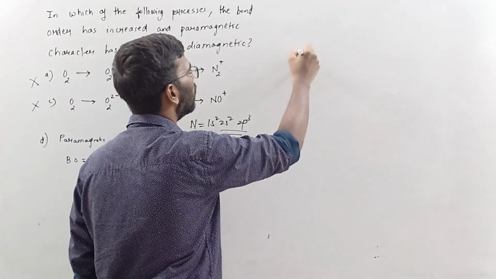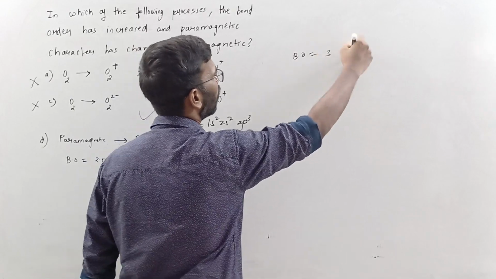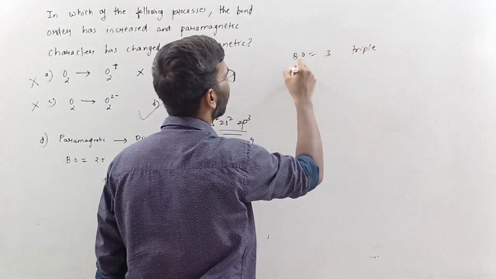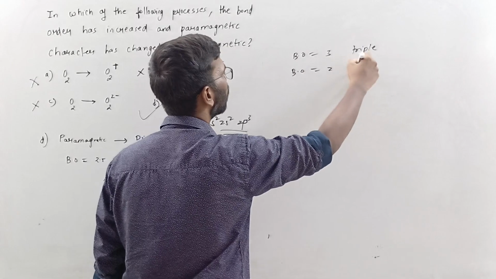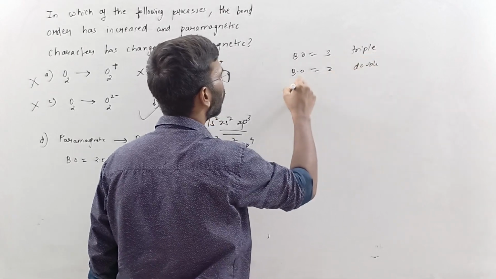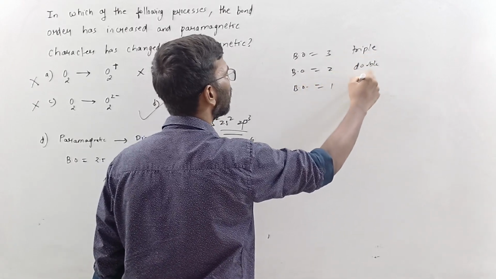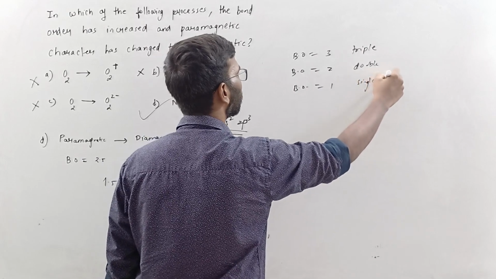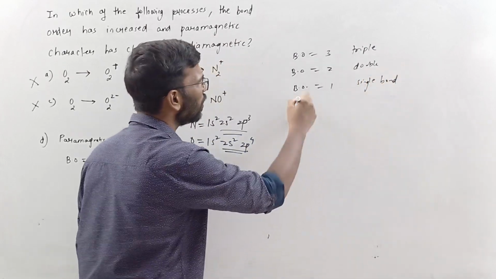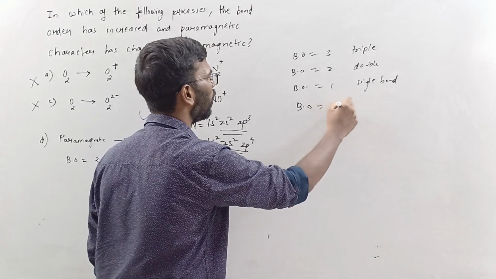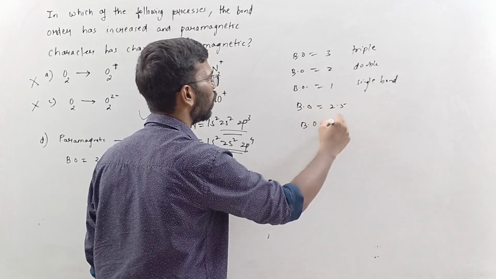Bond order equal to 3 means triple bond, right? A bond order equal to 2 means it is a double bond. Bond order equal to 1 means it is a single bond. Right? But what is the meaning of 2.5 bond order or 1.5?